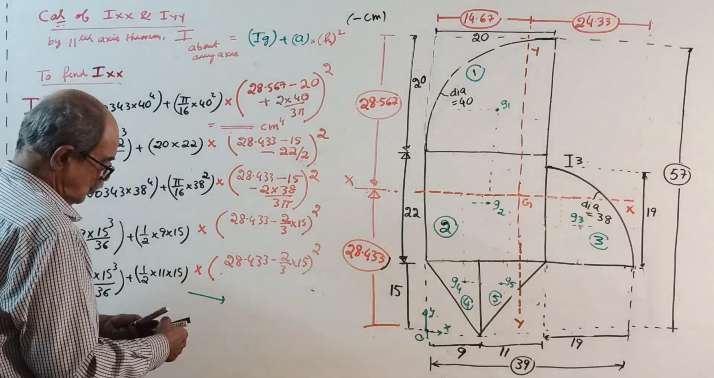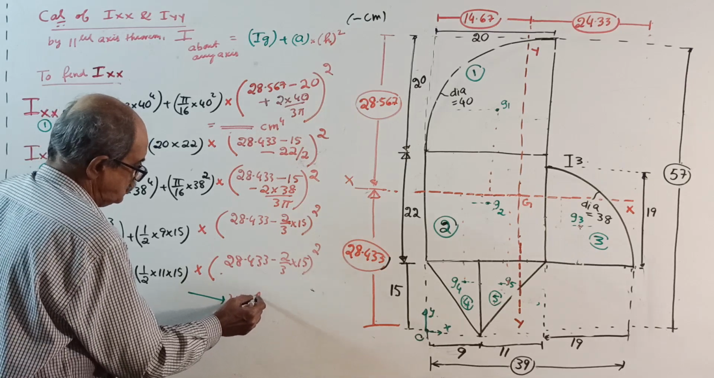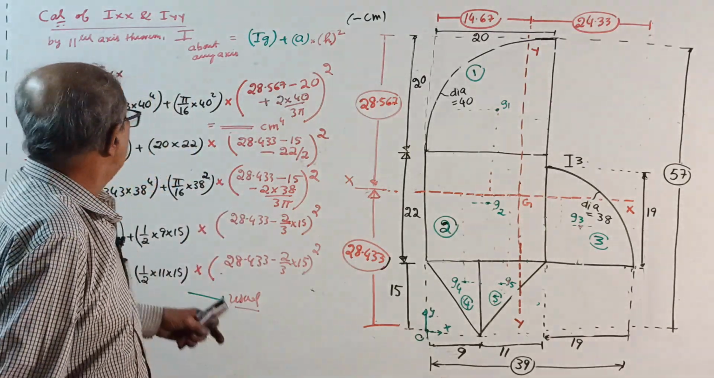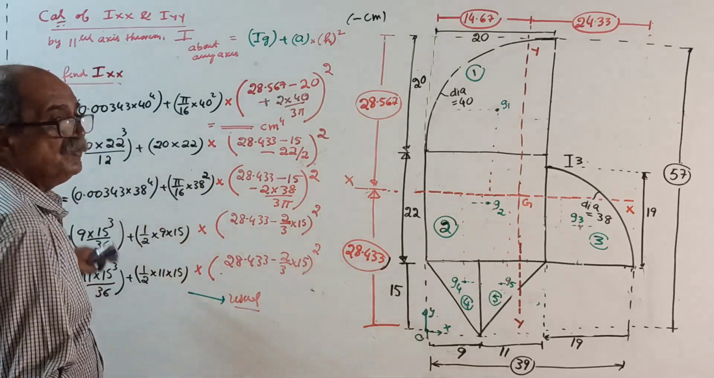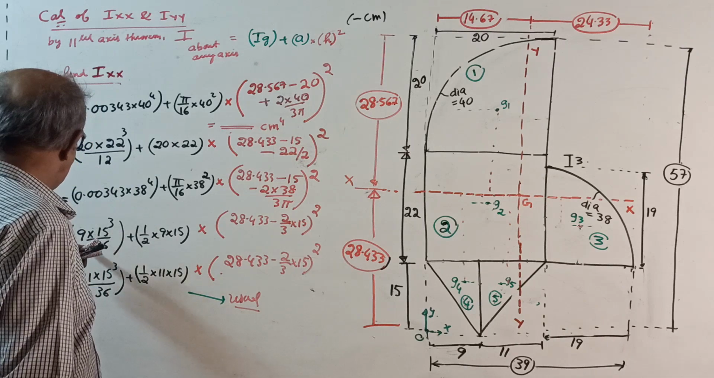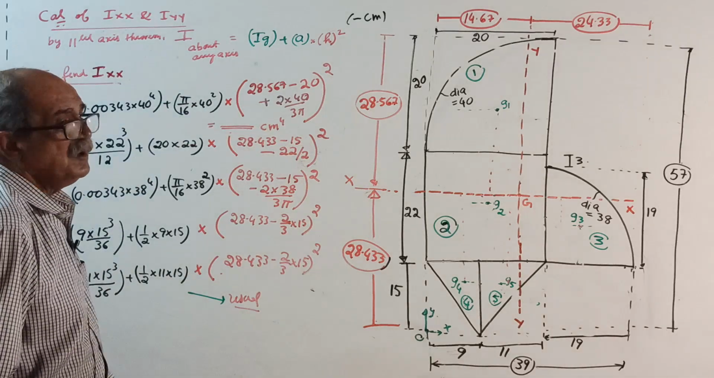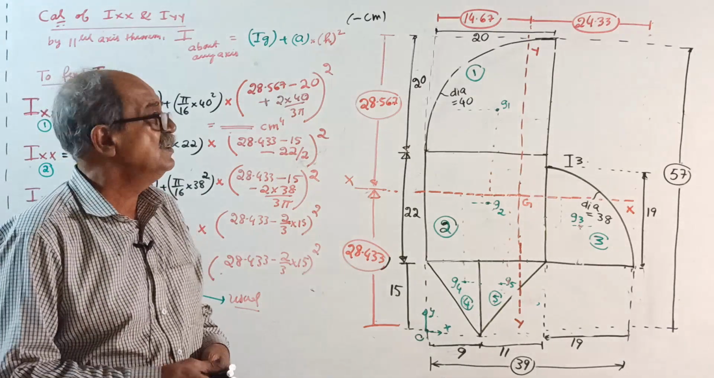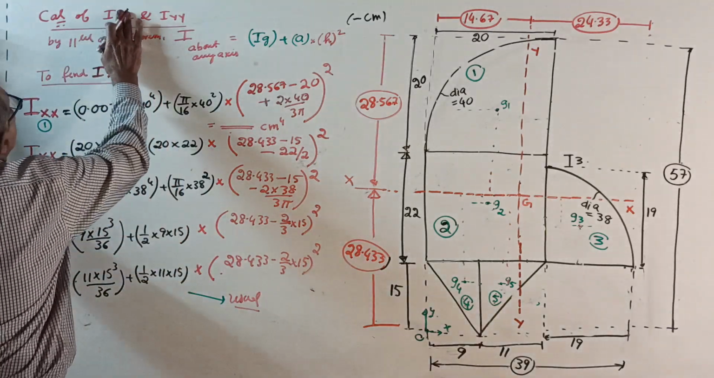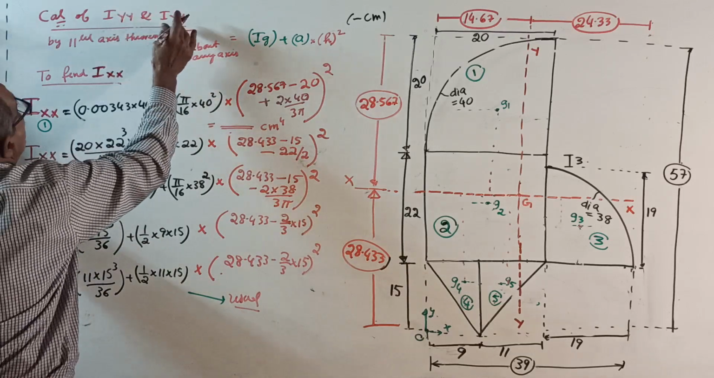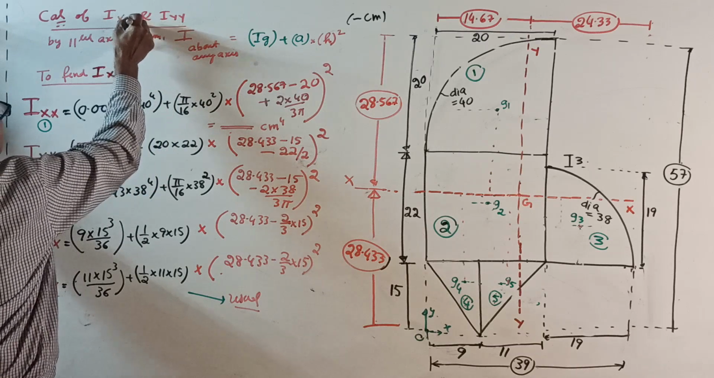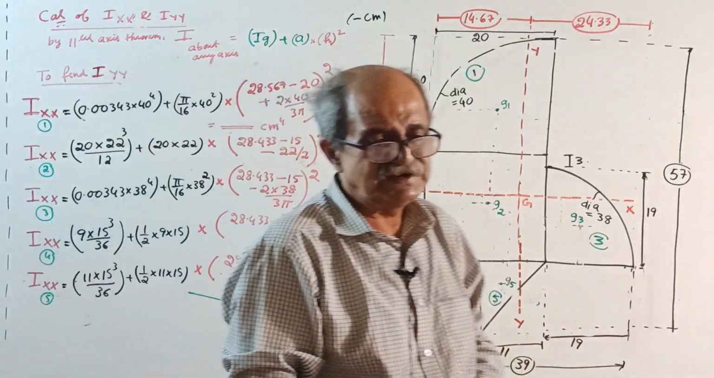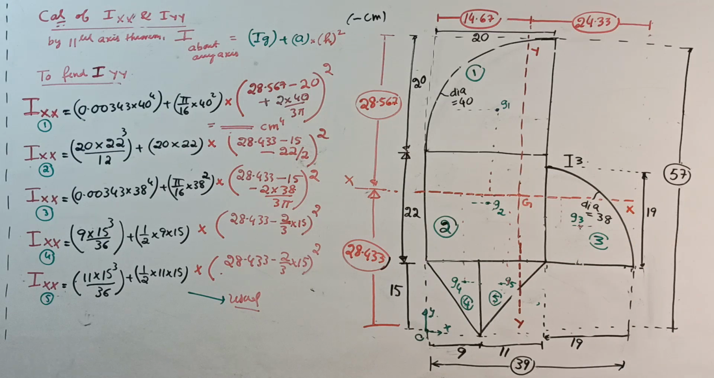Now, go for usual. What is usual? Therefore, I about xx for the entire area given is Ixx 1, Ixx 2. There is no negative area here. Ixx 3, Ixx 4, Ixx 5. All these values add and write the answer and you get Ixx for the entire lamina. Okay, now I about yy. I think I had put a little ink, so I will write first once again, to save time.